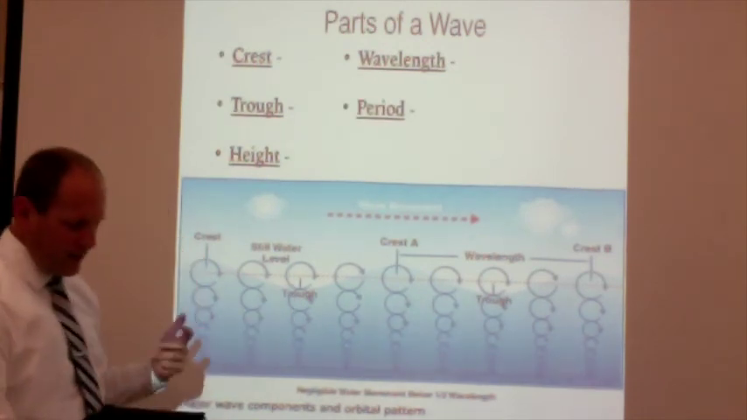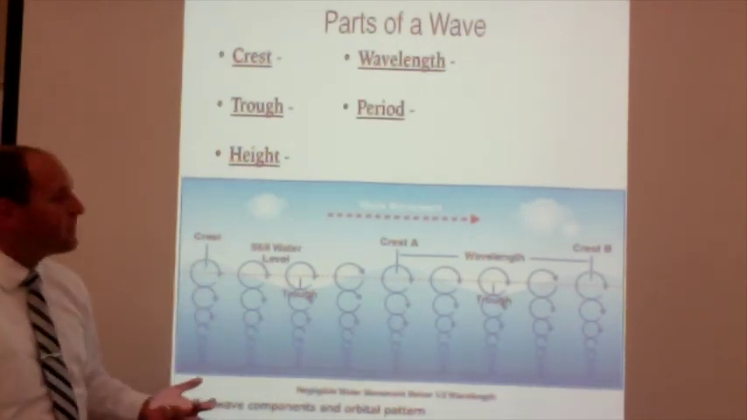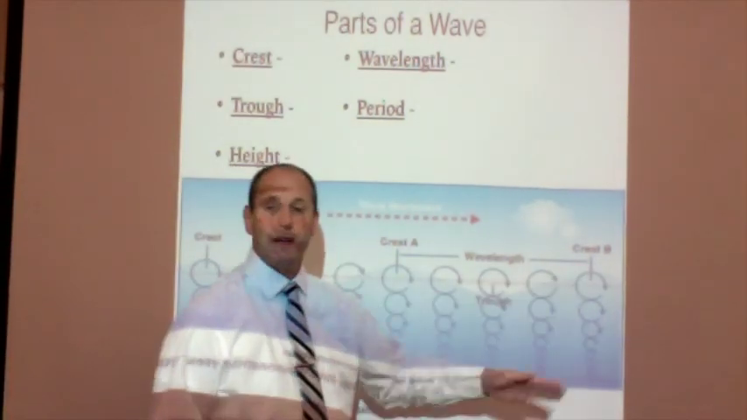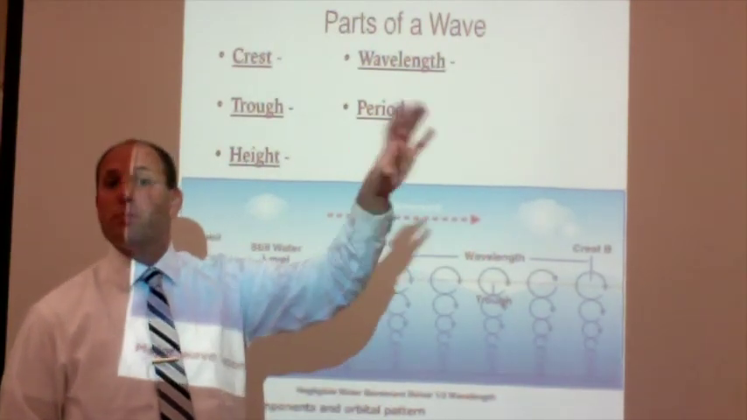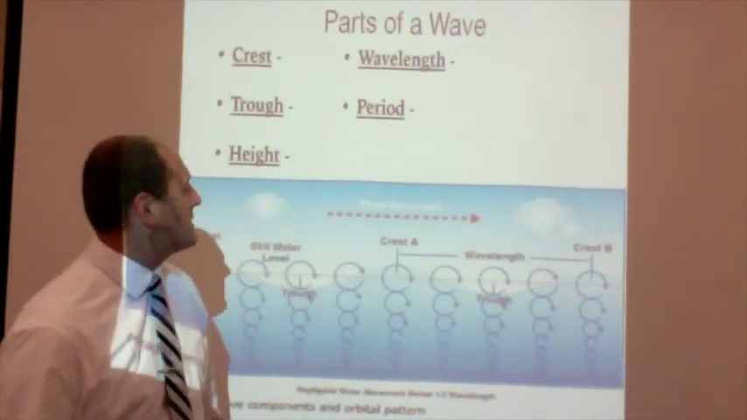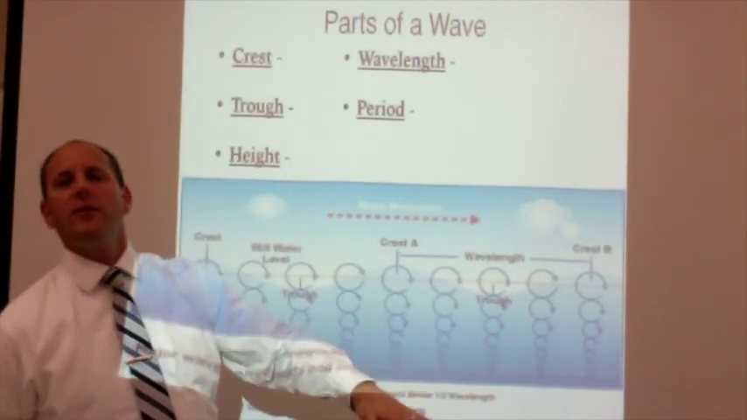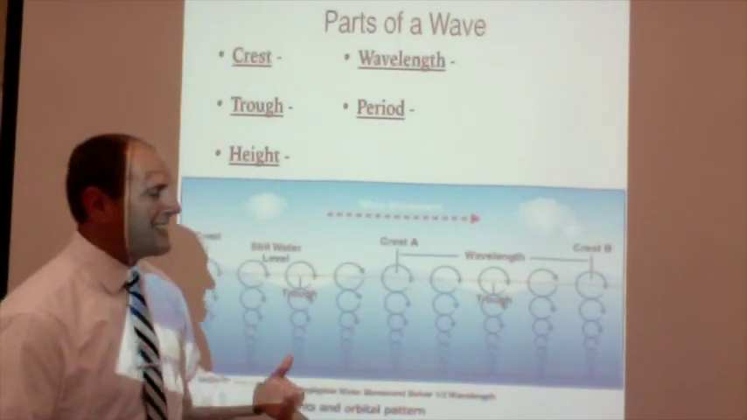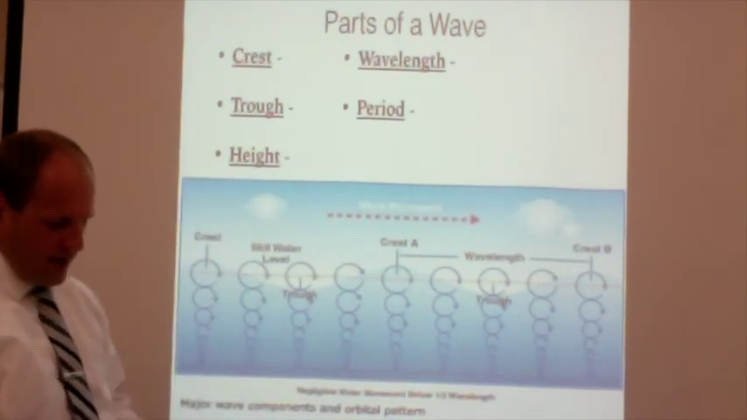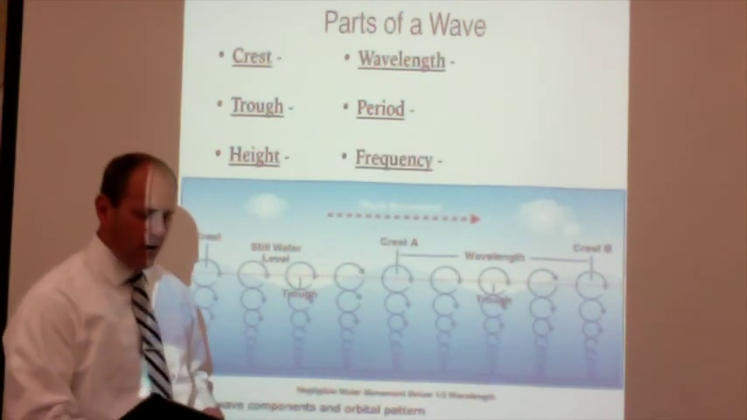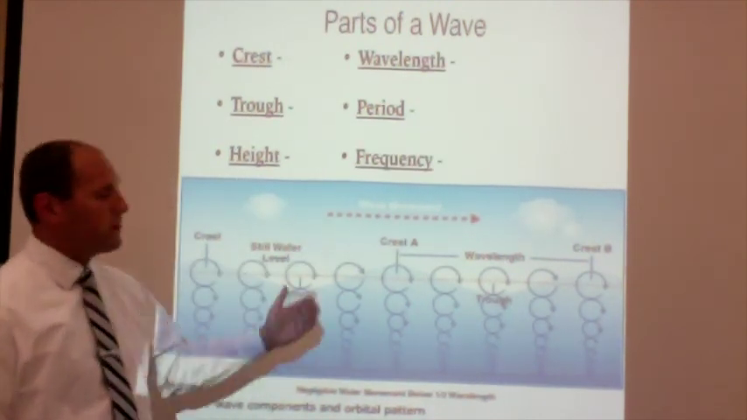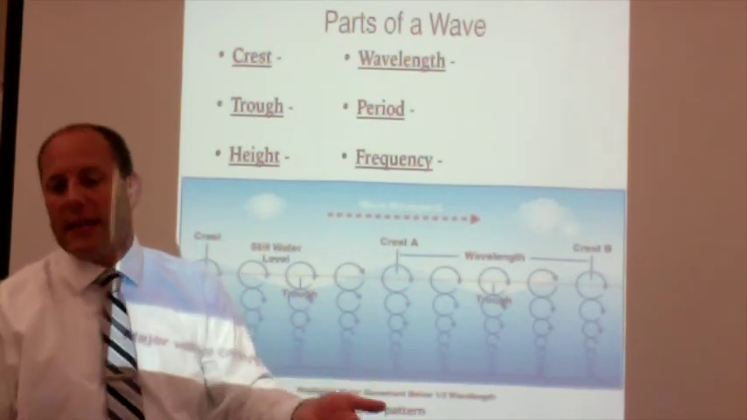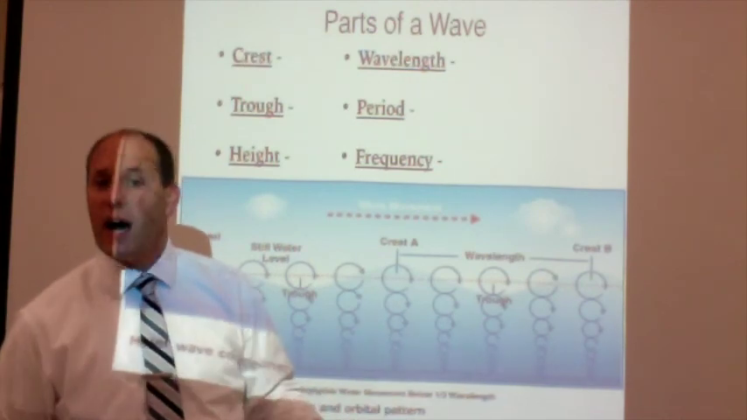The period has to do with time. It's the time it takes for the same spot, so for this crest and this crest, to pass a particular point. Oftentimes there's buoys that are out a ways in the ocean, and that's what we're actually measuring, how long it takes for a crest to move that buoy up and another crest to move that buoy up. That's the period of the waves. And then frequency is our final one, and frequency is the number of waves that can pass, say, that buoy or a particular point in a certain amount of time.